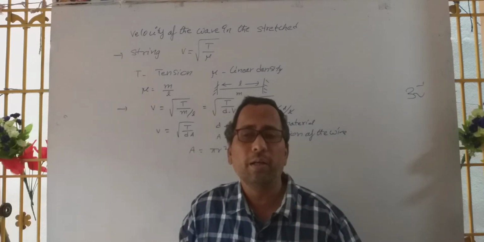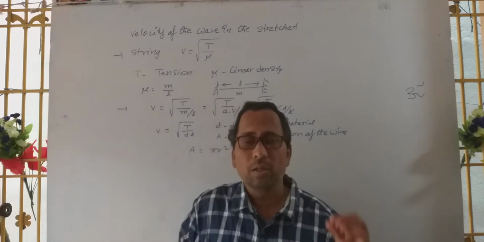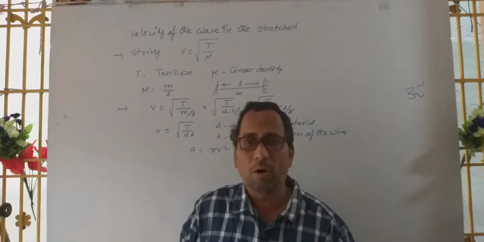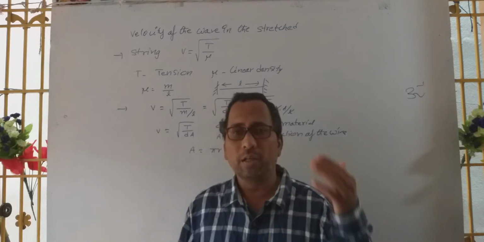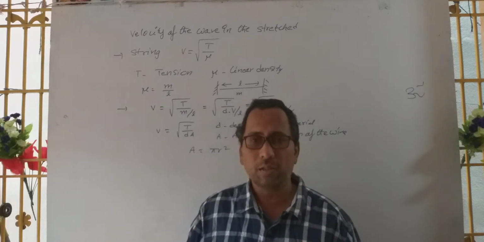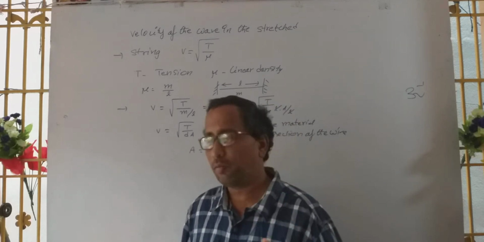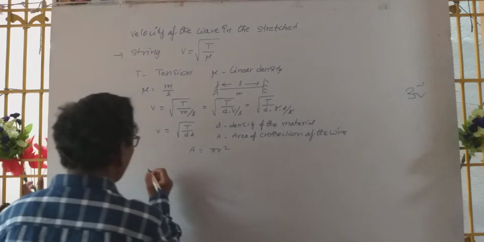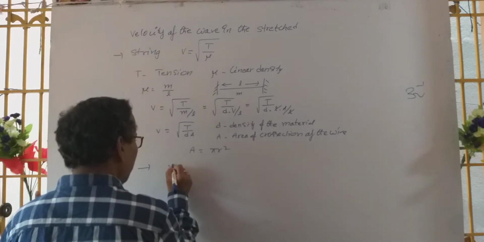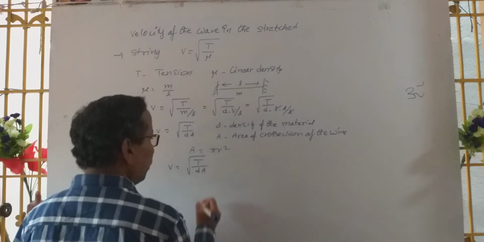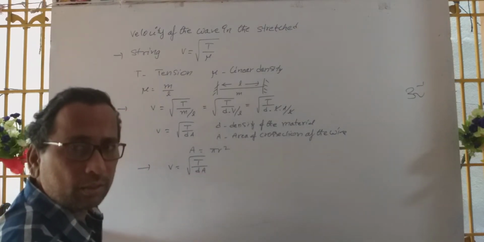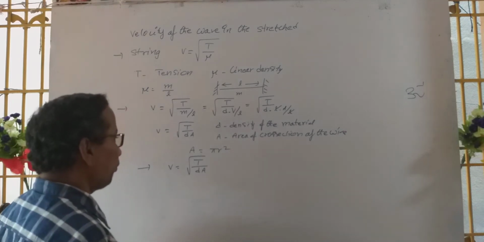Why are we writing pi r square? Because the wire is in the form of a cylinder. The cylinder has a circular cross section A. That's why the area of the circle is pi r square. That is one more formula. So the third one you can write: v is equal to root of T by d into A, where d is the density and A is the area of cross section.